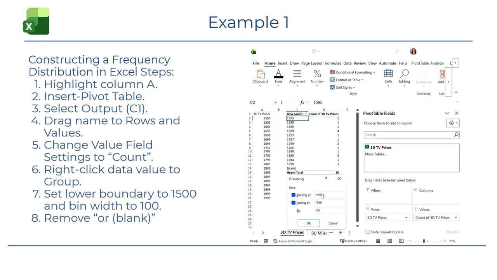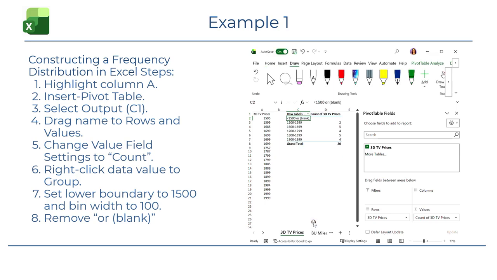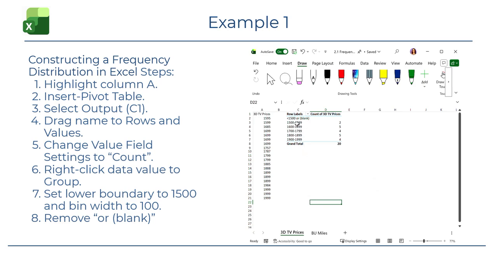Notice here I'm going to start at, and I want the first one to be 1500. So it's okay that I don't have the checkbox because I've decided that it's going to start at 1500. And then it already chose 100 for me, but if it didn't, I would enter 100 there, and then I'll click OK.